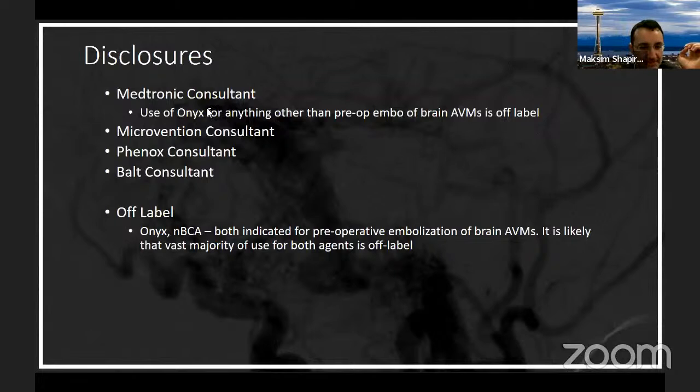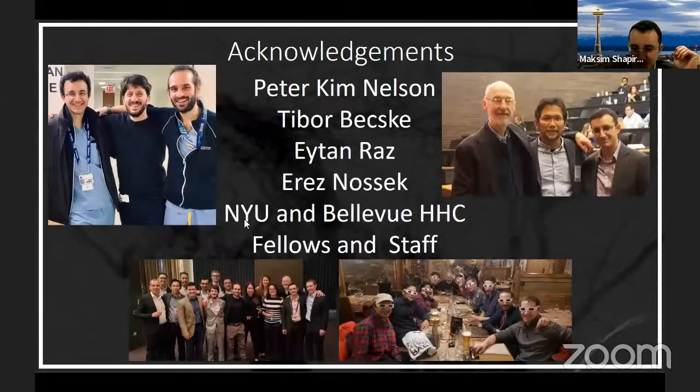Here are my disclosures. The one relevant thing to the talk is that one of the embolic materials we use is Onyx, and Onyx is really indicated for pre-op embolization of AVMs. Since we're not talking about that, this use is going to be off-label, and other things as well. I want to acknowledge all my team at NYU. It's a labor of love, and it's a big team. What we're going to show, and what Eitan showed a few weeks ago, really isn't possible unless you're part of a group where people complement each other and drive it forward.